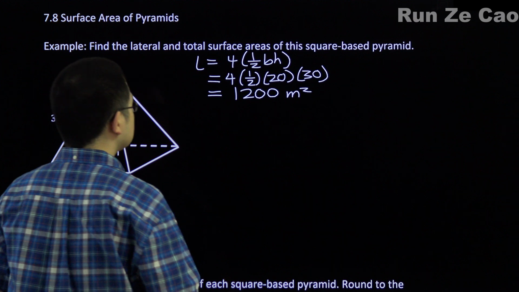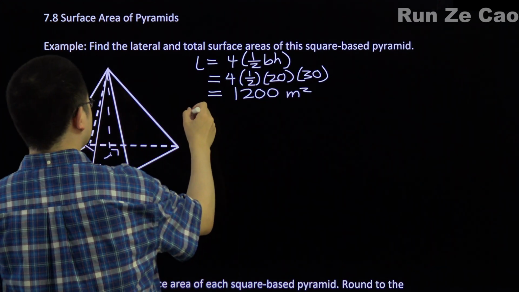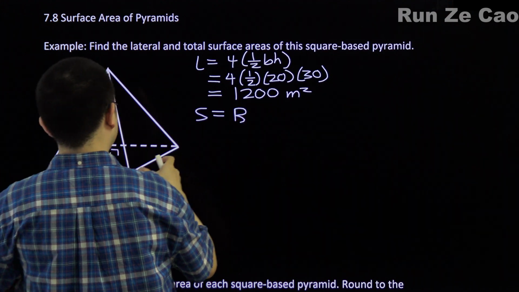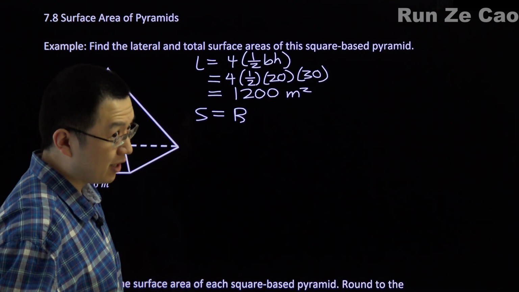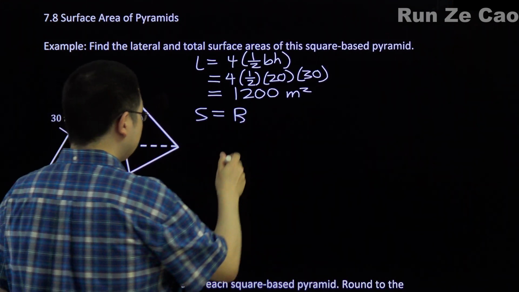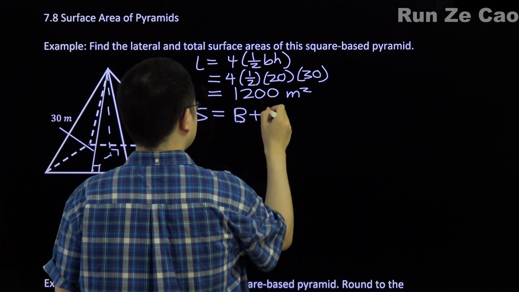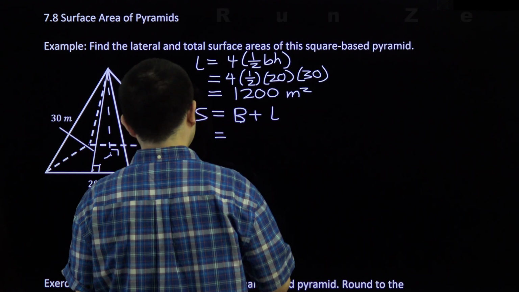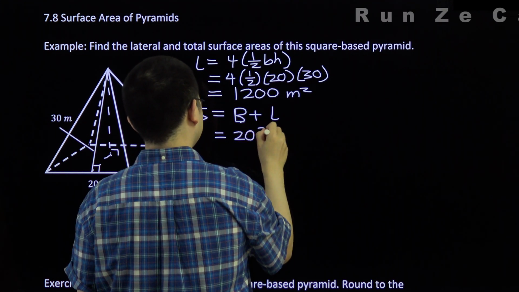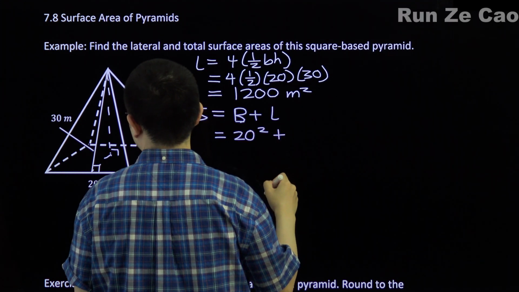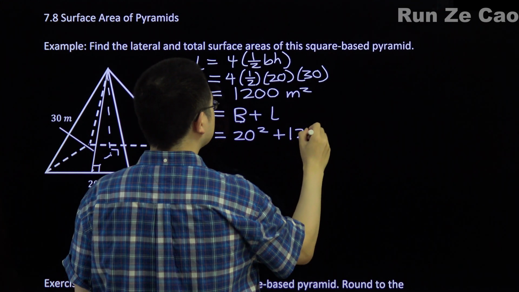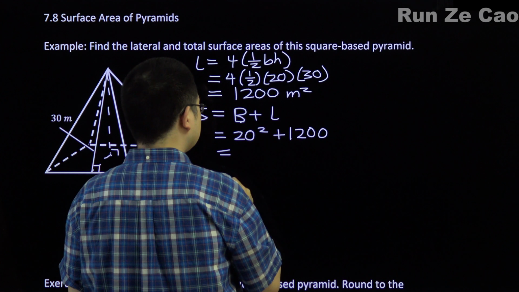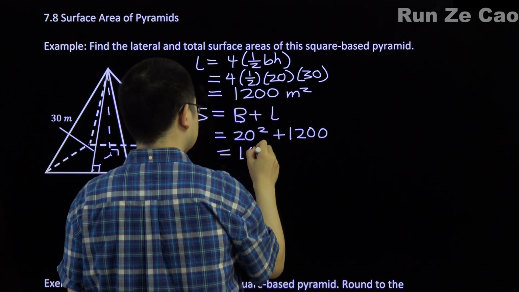And the total surface area is equal to the base area, because there's only one base in a pyramid, unlike a prism, plus the lateral area. The base here is 20 squared, plus the lateral area, which is 1200. This is equal to 400 plus 1200, so 1600.